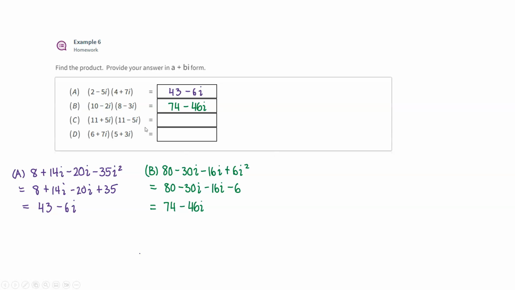Here's something interesting to look at. And this is something that we would talk about more if we were doing the divisions, because you would do something and use this fact. But these are conjugates. You have 11 plus 5i and 11 minus 5i.